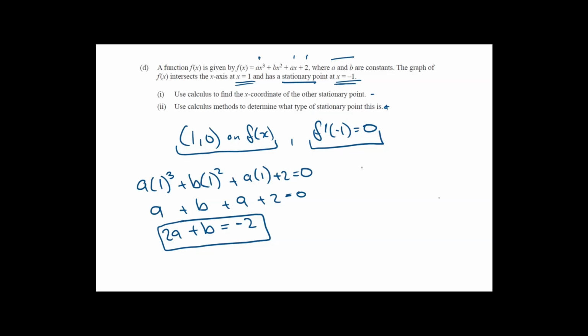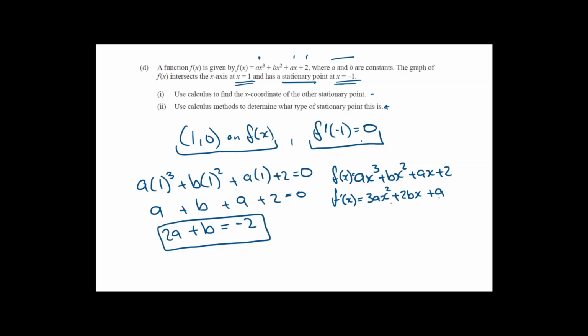Now what I'm going to do is differentiate it and put this information in. So if the original equation is ax cubed plus bx squared plus ax plus 2, that's our original equation. Our first derivative is going to be 3ax squared plus 2bx plus a. And we know that when we put in negative 1, we get a 0.